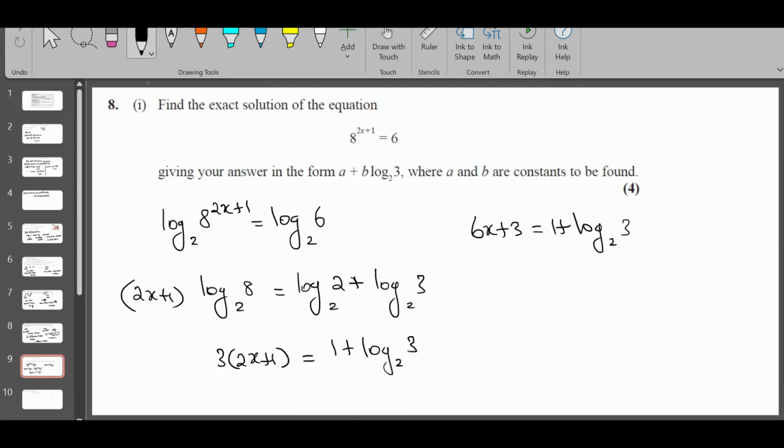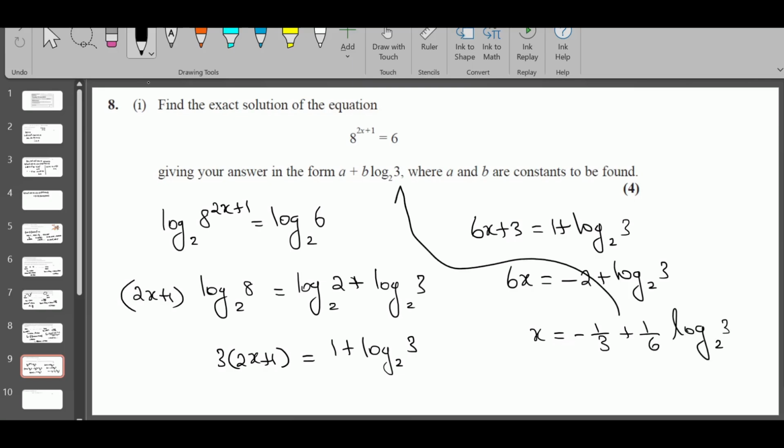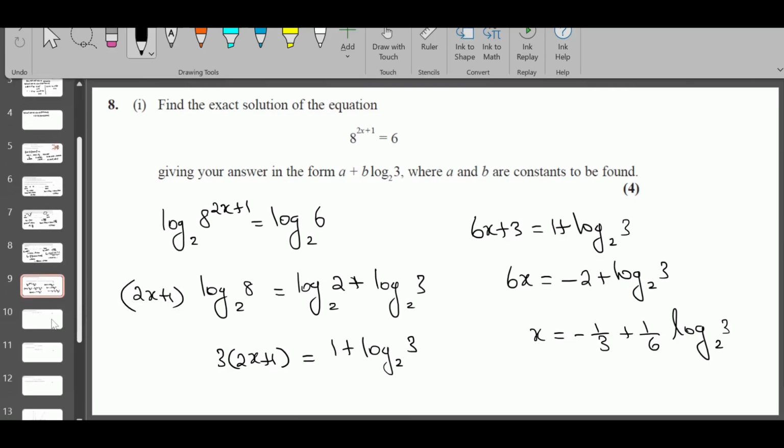Bring the 3 to the other side. 6x is 1 minus 3. Divide every term by 6. Minus 2 over 6 is going to be minus 1 over 3, plus 1 over 6 log 3 to the base 2. And it looks exactly like this. They did not say a and b are integers, so it can be fractions also. A is minus 1 over 3, b is 1 over 6. That's a 4-mark question. Let's move on to part B now.